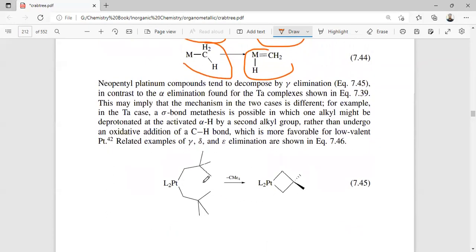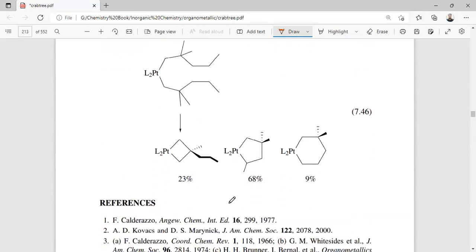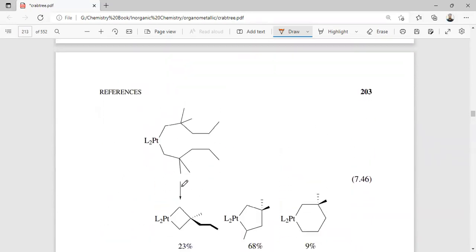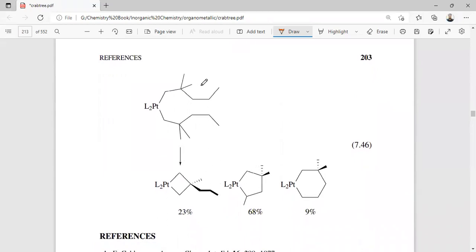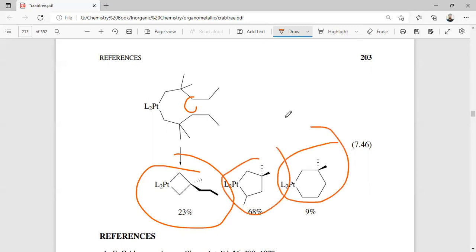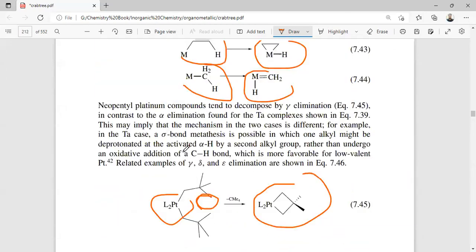So here, in this platinum complex, gamma hydrogen elimination occurred to form this metallacyclopropane. And then here also, for this platinum case, gamma hydrogen elimination occurs to form this product. There are many possibilities for this type of reaction. So this is for the elimination reactions.